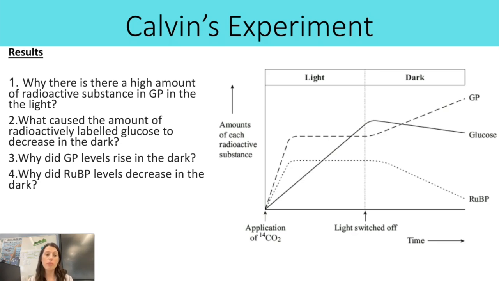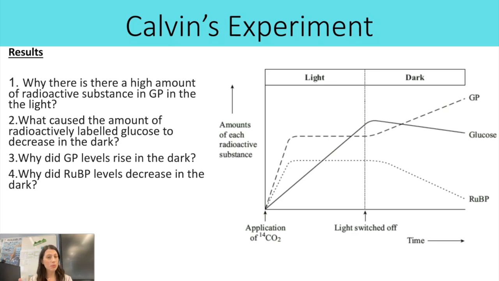Finally, why did RUBP levels decrease in the dark? This happens because the RUBP is still able to combine with the carbon dioxide using the enzyme rubisco to form GP. But that GP is not being converted into TP, and therefore there's no TP available to regenerate RUBP. There's also no ATP, which is needed to regenerate the TP into RUBP. So the RUBP is still being used, but it's not being regenerated.